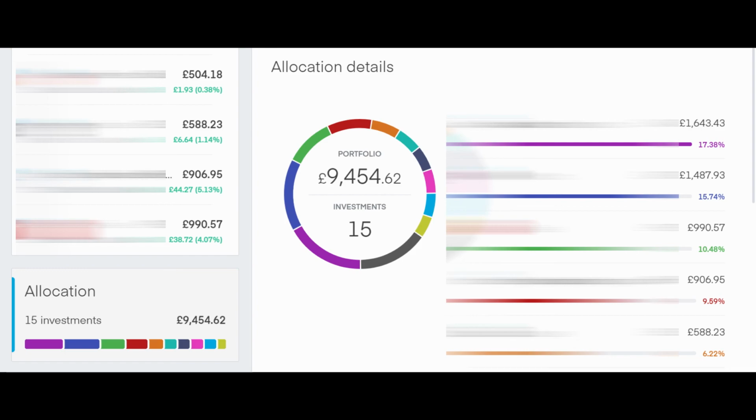Okay, so you can obviously see at the start of the episode we had 42 investments, we're down to 15. So there's reasonings behind that and reasonings to what's happened in the portfolio.